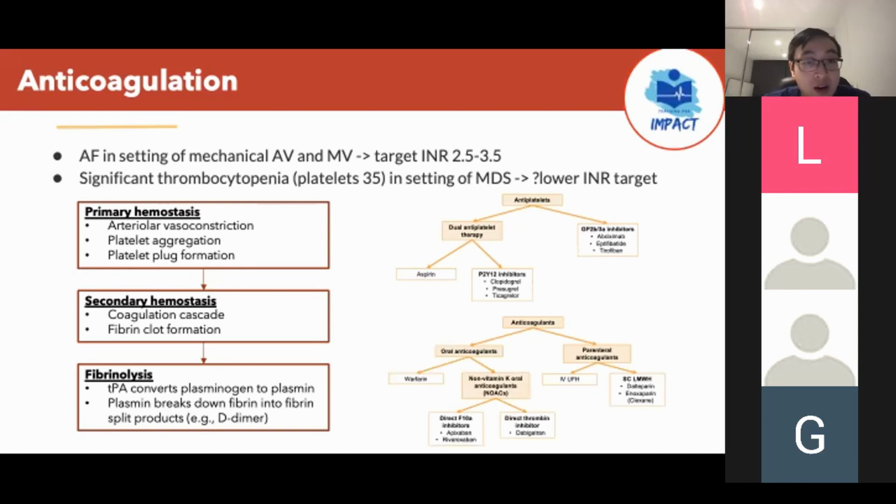But in the setting of his MDS, he was also severely thrombocytopenic with a platelet count of 35 on admission. So in terms of primary hemostasis, he doesn't really have sufficient platelets to effectively form a platelet plug. In terms of secondary hemostasis, he was on warfarin, which, as you know, inhibits all the vitamin K-dependent coagulation factors.